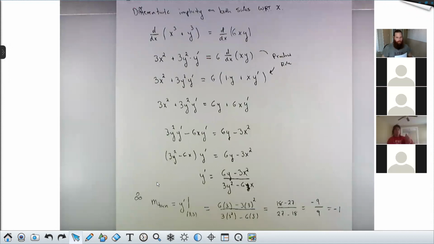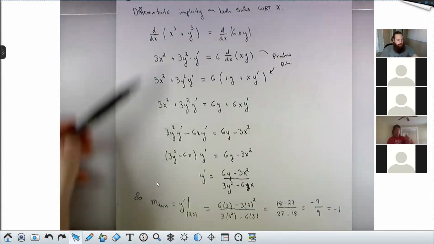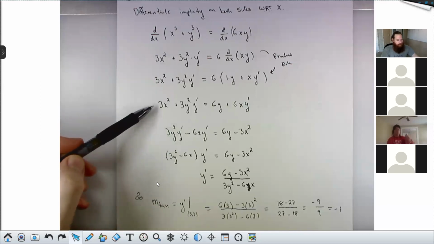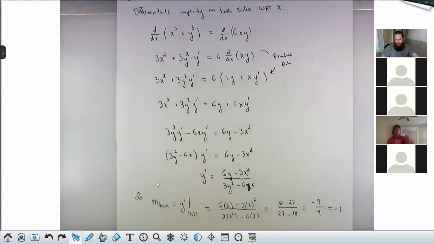So you're pretty much just singling out y prime, like it's a constant, and then solving for the constant. Once I get to this stage here, I'm just solving for y prime. Yeah, like it's a variable or a constant that you want to solve for in an equation.